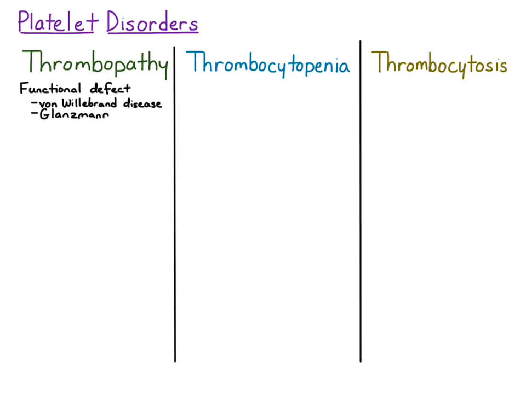Glanzmann thrombasthenia is another example of a thrombopathy. This is when the platelet receptors for fibrinogen are either defective or absent. There are lots of different drugs that can cause thrombopathy and inhibit platelet function. COX inhibitors are an excellent example of this type of drug. The rest of this video is going to focus on von Willebrand disease.